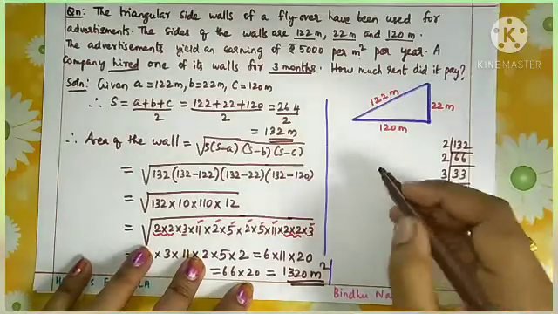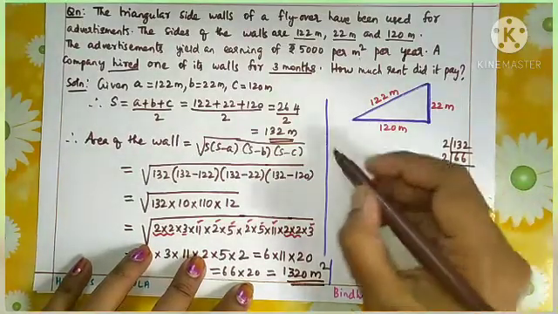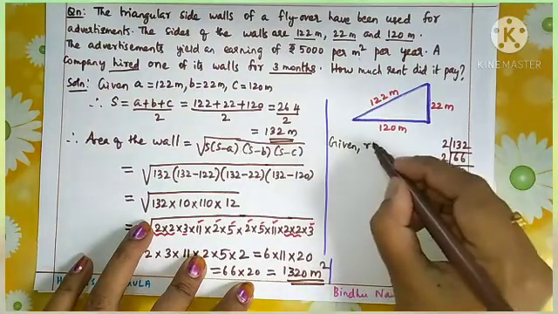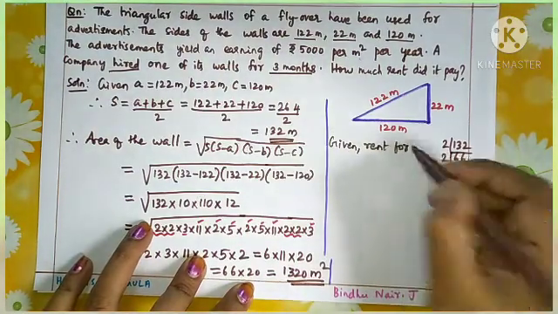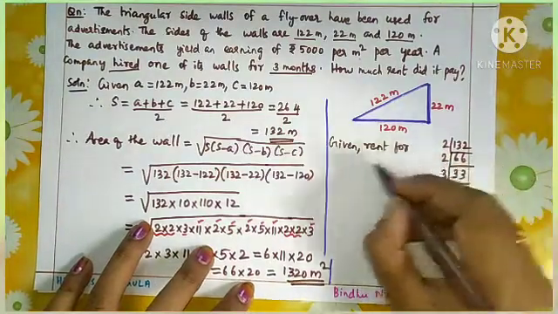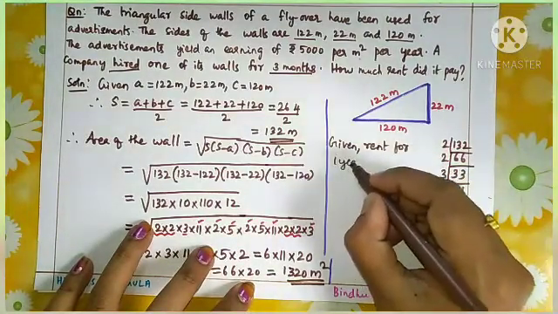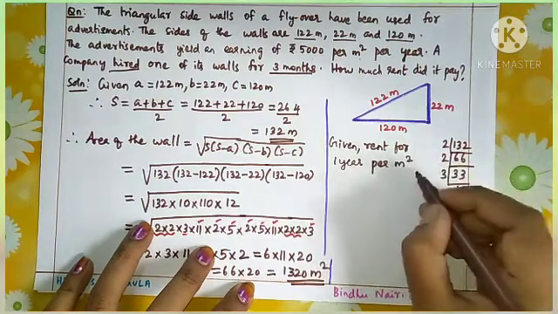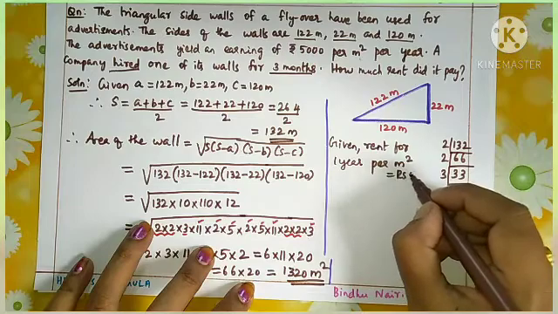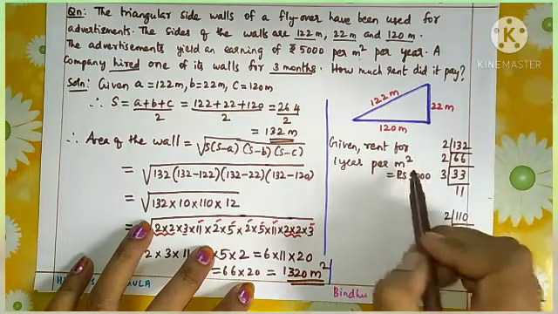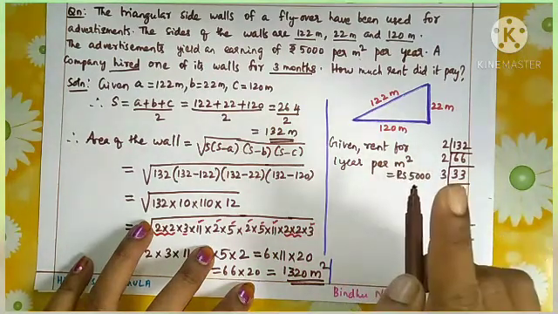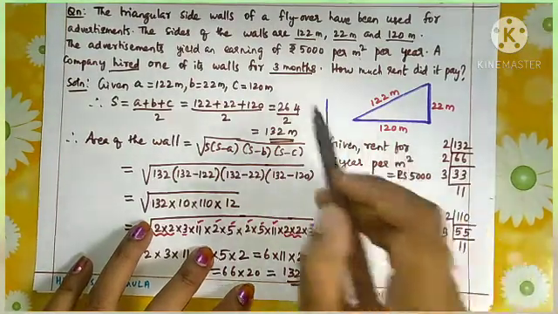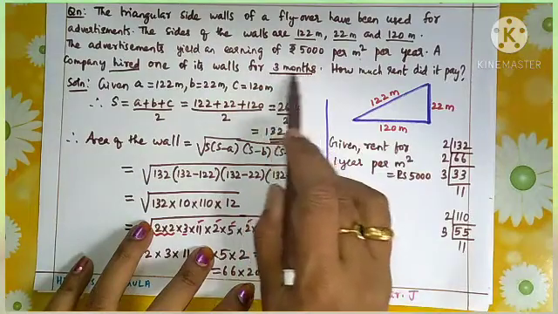Write the next step. We have rent given. What is given? Rent for 1 year per meter square is given rupees 5,000. So this 5,000 is the rent for 1 year and per meter square. Okay. So what is this? See, in our question it is asked for 3 months.